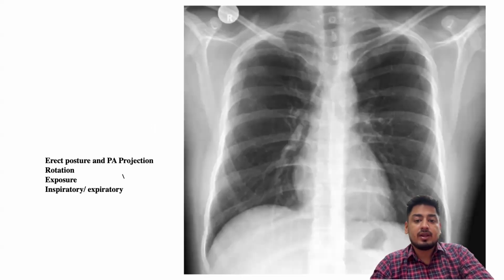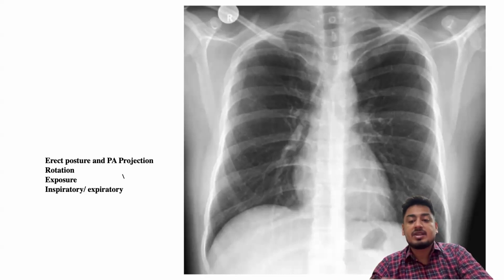So coming to how to approach an X-ray, initially you have to tell whether it is an erect film or a supine film. For an erect film, you can see there is this gastric bubble on the left side. So if the gastric bubble is there, it suggests it's an erect film.